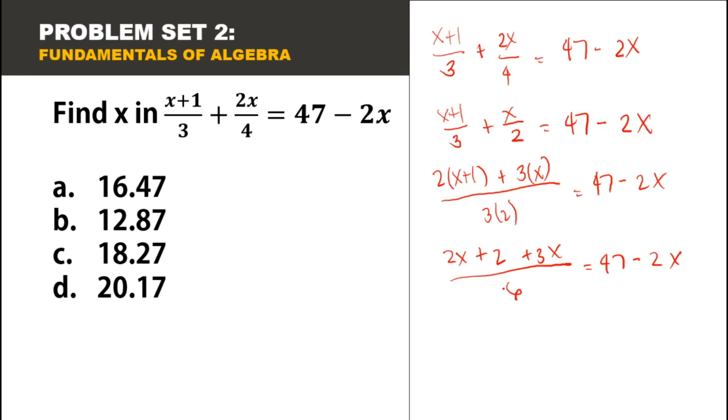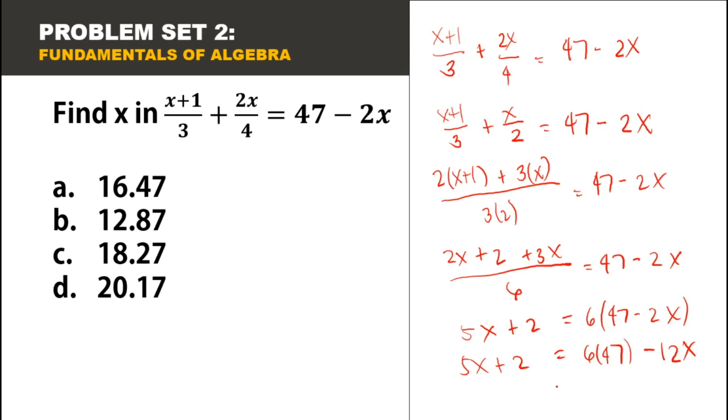So we can multiply 6 to both sides. We can add here first, 2x plus 3x, we have 5x. So plus 2 is equal to 6 times 47 minus 2x. We have here 5x plus 2 is equal to 6 times 47 minus, so 6 times negative 2, we have negative 12x.